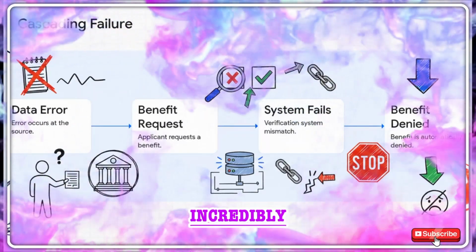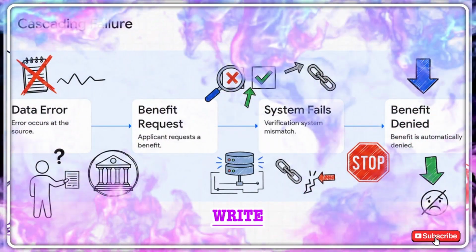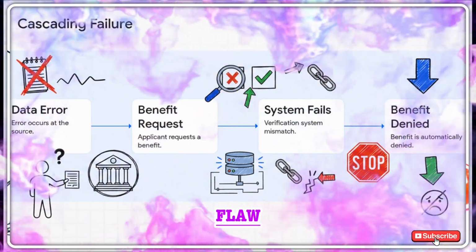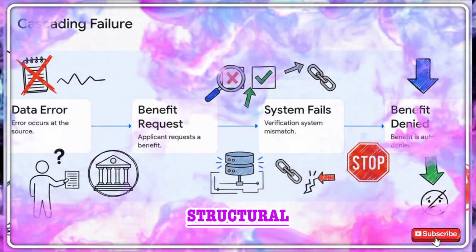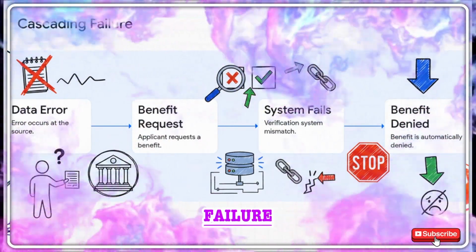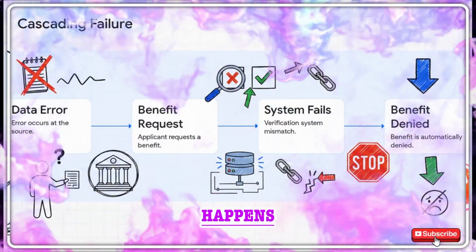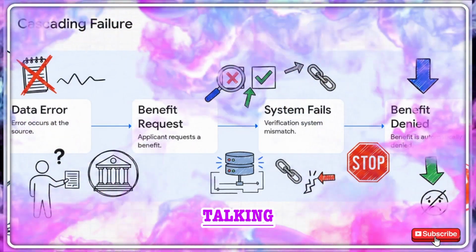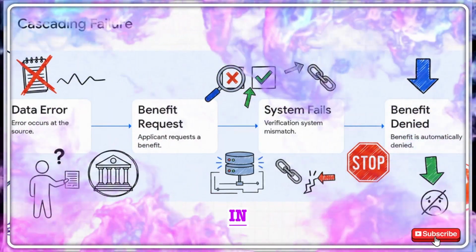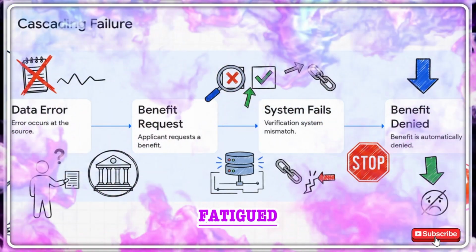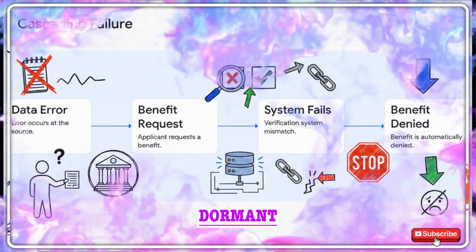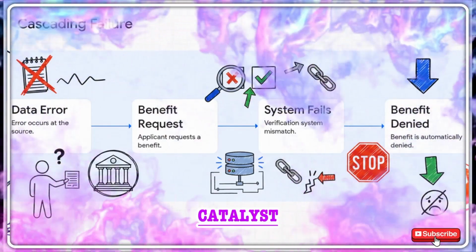Because of that incredibly strict separation of read and write powers, a tiny, almost invisible data entry flaw can instantly become a massive structural roadblock. Let's walk through the exact anatomy of this cascading failure. Step 1, an error happens right at the source. We're talking maybe a transposed letter in your last name, or literally just a single wrong digit in a birth year typed by a fatigued official at the port. For months, this error just lies completely dormant. It's essentially a digital time bomb waiting for a catalyst.